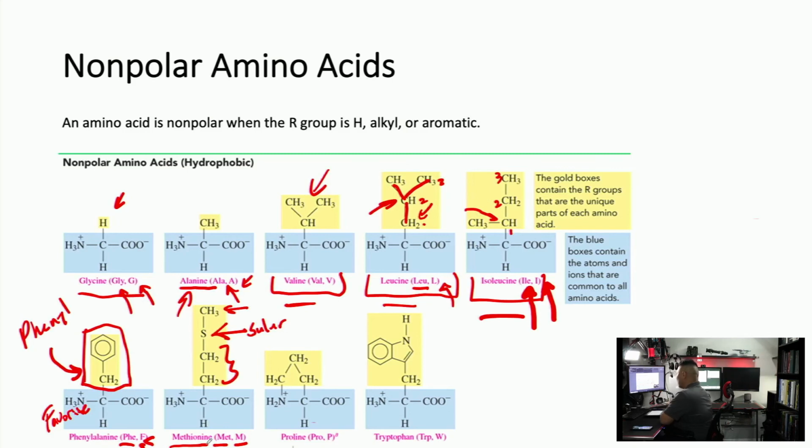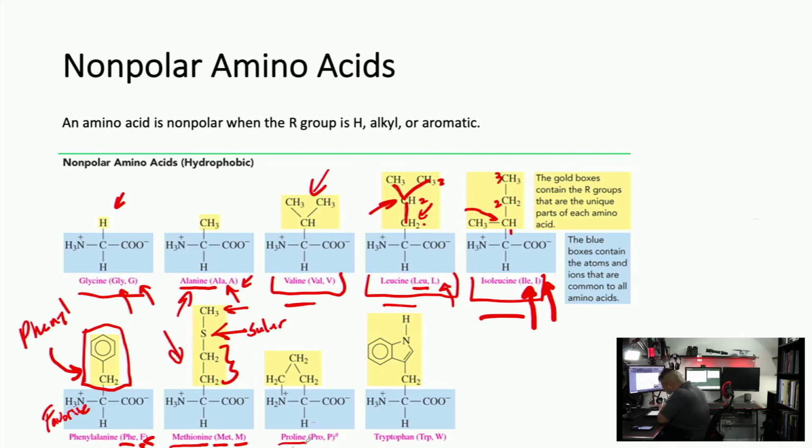I believe it's TGA. I'm not a geneticist, but I'm pretty sure. We'll talk more about that later, but I just want you to know that methionine is special. It's known as the start codon, right? Start codon. Next, we have proline.